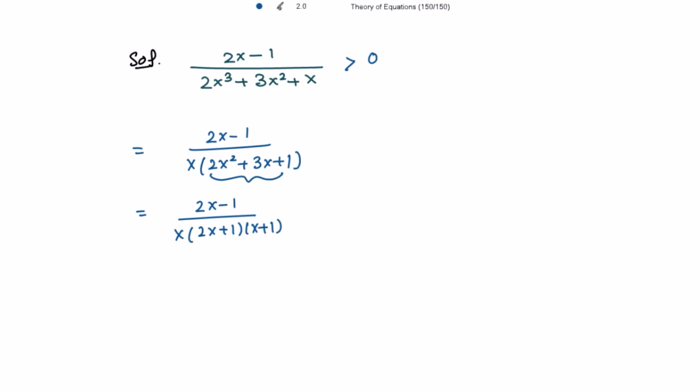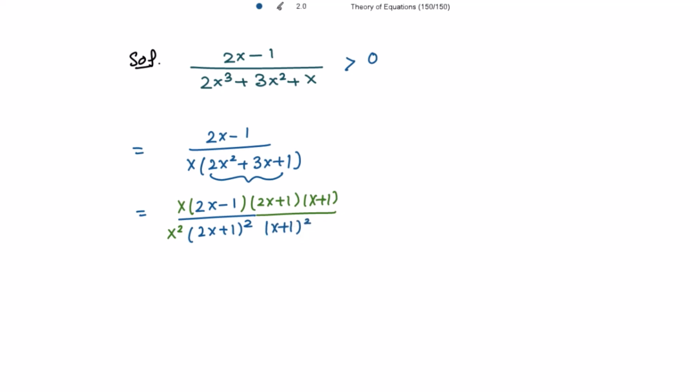So for that, let's multiply and divide by x. So the power of x in the denominator becomes 2. So this is x square. And then let's multiply and divide by 2x plus 1. And then in the denominator it becomes 2x plus 1 whole square. After that, let's multiply and divide by x plus 1 also, so that I can get x plus 1 whole square.